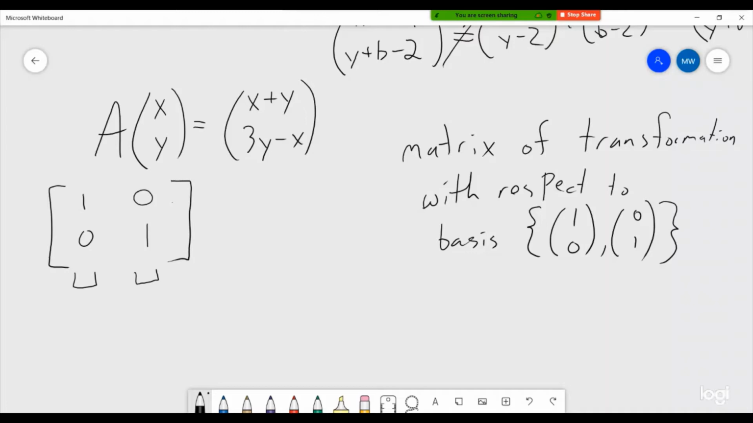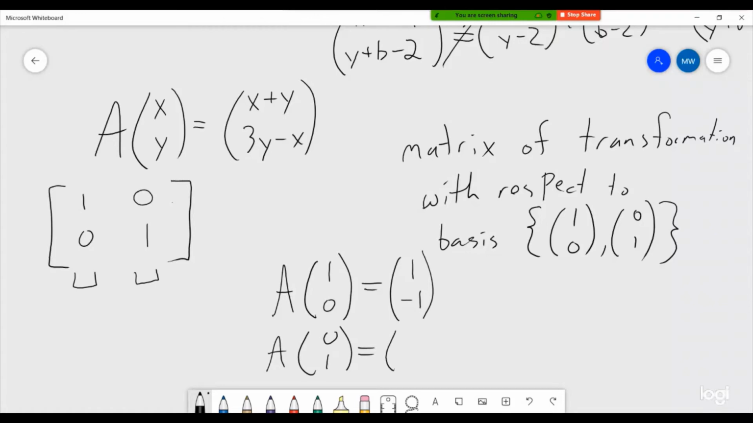So if we look to see what is A of (1, 0), that's going to be the vector (1 + 0, 3 times 0 - 1), so (1, -1). And A of (0, 1) is going to be (1, 3). That tells us that the matrix A is equal to [1, 1; -1, 3], where we replace the columns of our basis with what they turned into under the transformation.